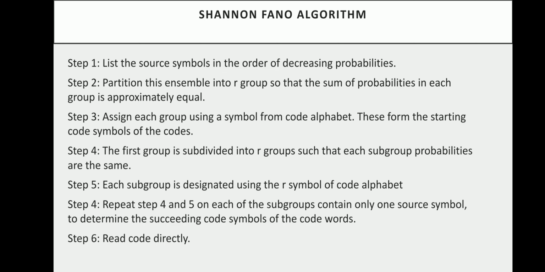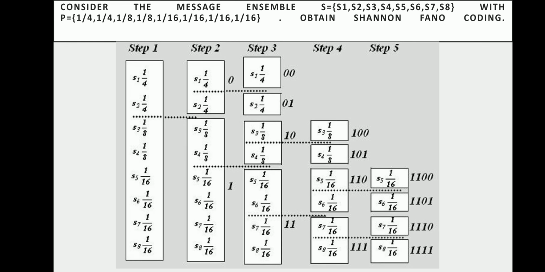Then to read the code, we can read the code directly. That means in the forward direction itself we can read the code. So this is called the SHANNON FANO algorithm. It is also a prefix code. Next we can see one example for this SHANNON FANO algorithm.